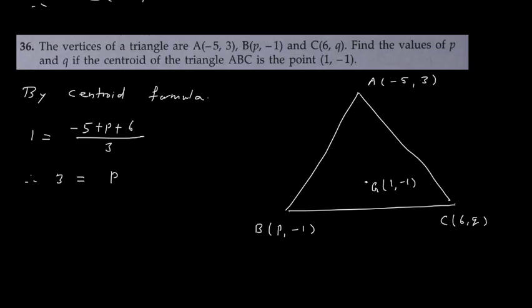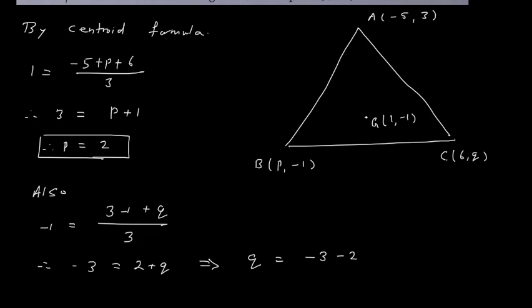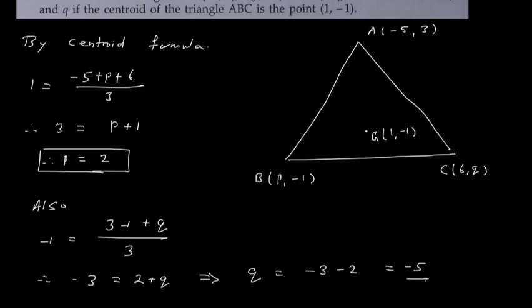Okay, and similarly minus 1 is equal to the y coordinate, (3 minus 1 plus Q) whole divided by 3. So this will give me minus 3 is equal to 3 minus 1 is 2, so it is 2 plus Q. So from here we will get the value of Q as minus 3 minus 2, that is minus 5. So it is asked to find P and Q, so therefore P is 2 and Q is minus 5. So these are the values of P and Q.